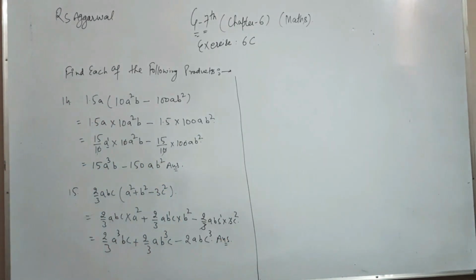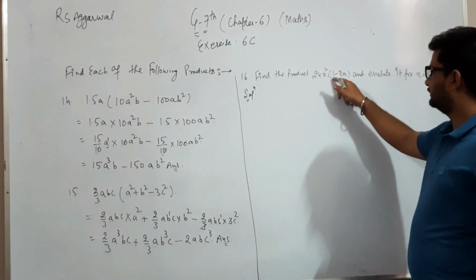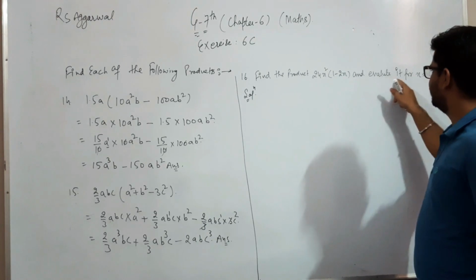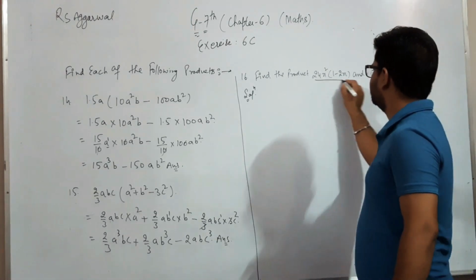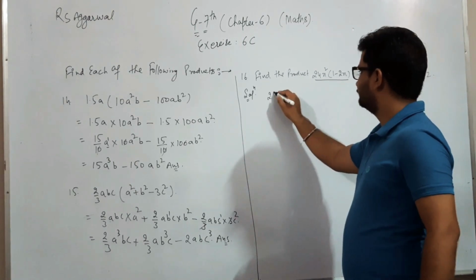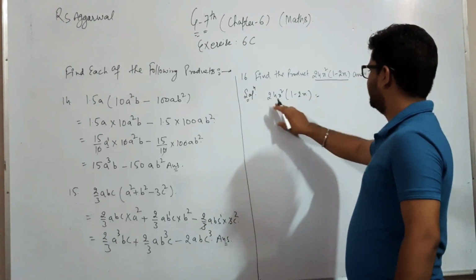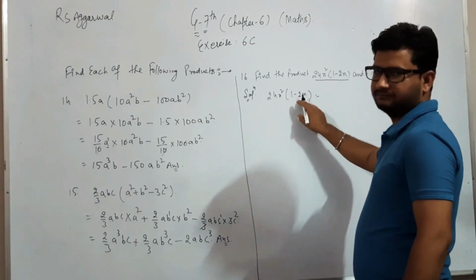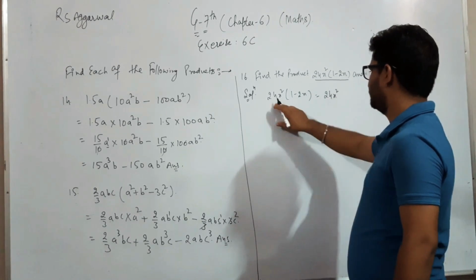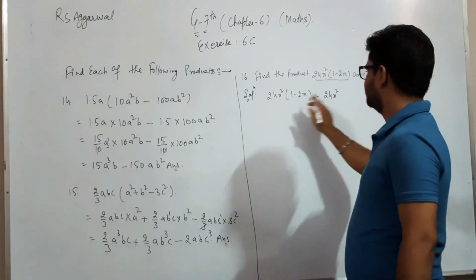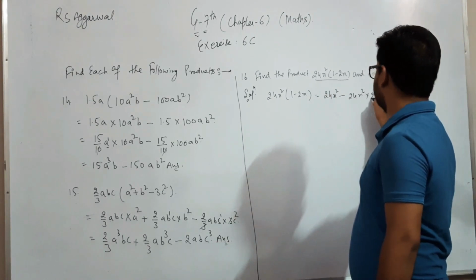So now on this number 16, find the product of 24x raised to power 2 multiply with 1 minus 2x and evaluate it for x is equal to 2. So first we multiply this and this. We write like 24x raised to power 2 into 1 minus 2x. So multiply first 24x square with 1, then 24 into x raised to power 2 is multiply with 1. Then the plus minus minus sign, 24 x raised to power 2 is multiplied with 2x.